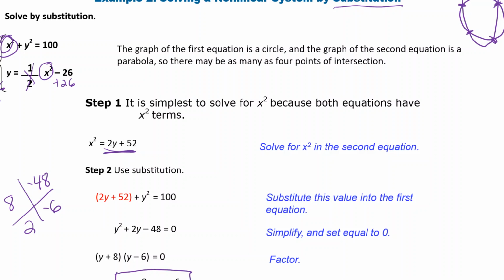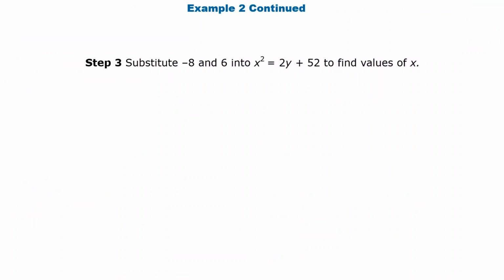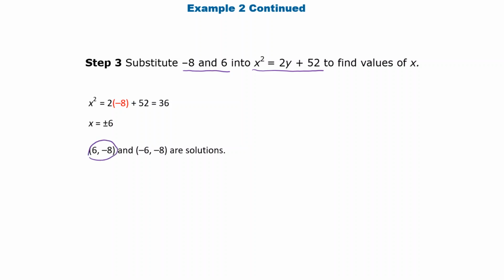So we've got our y's, so now we're going to have to substitute those back in to solve for our x. So we have y equals negative 8 or y equals 6. All right, so here they are. We're going to substitute our negative 8 and 6 back into one of our equations, our easy equation here, to find the value of x. So when I substitute in, I get x equals plus or minus 6. So I see that there are two solutions, 6, negative 8, and negative 6, negative 8.